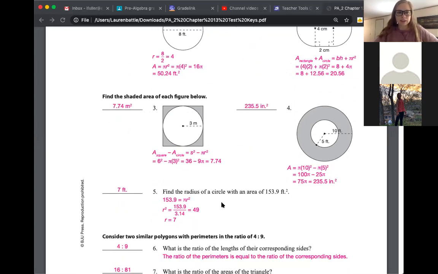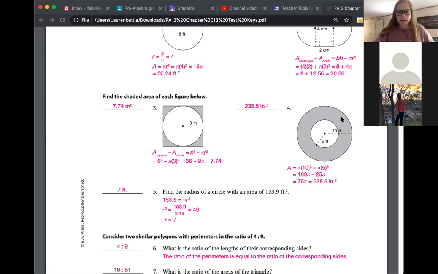Number 3, you're finding the shaded area, so you need these 4 little pieces. So you'd have to find the area of the outside square minus the area of the circle. Well, the area of the square, how do you know what the sides are? Remember, the diameter, the length of the whole circle is 6, so therefore that coincides with the side of the square. So the sides of the squares are all 6 as well.